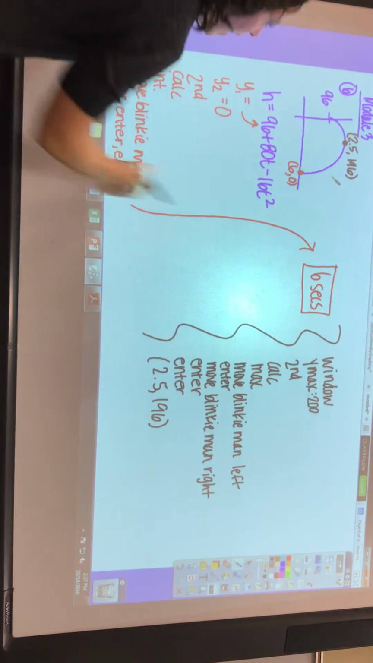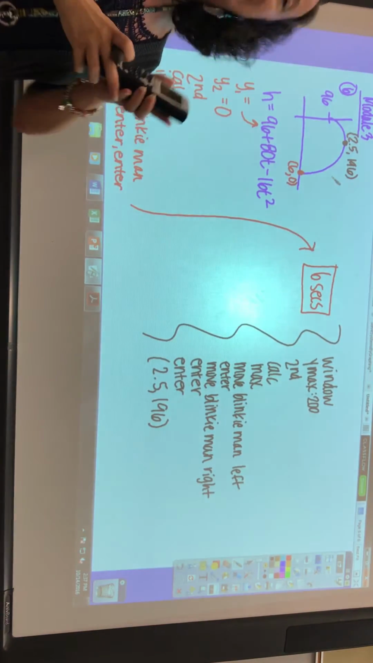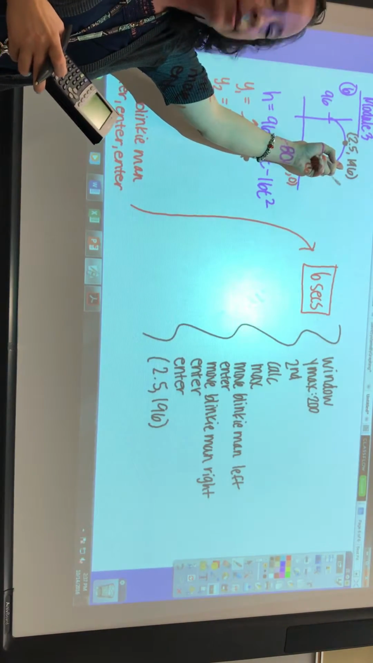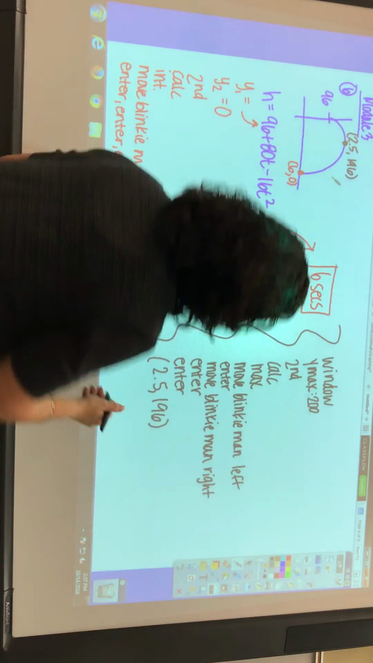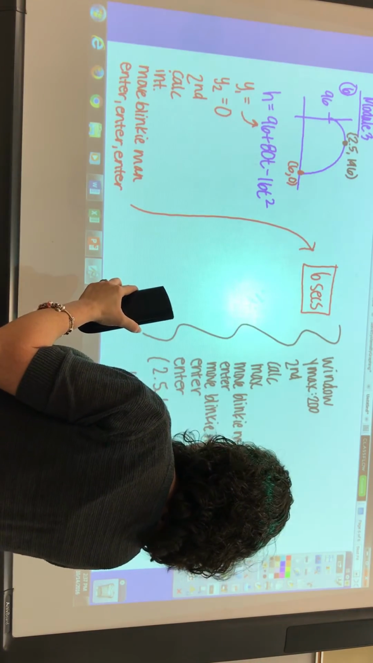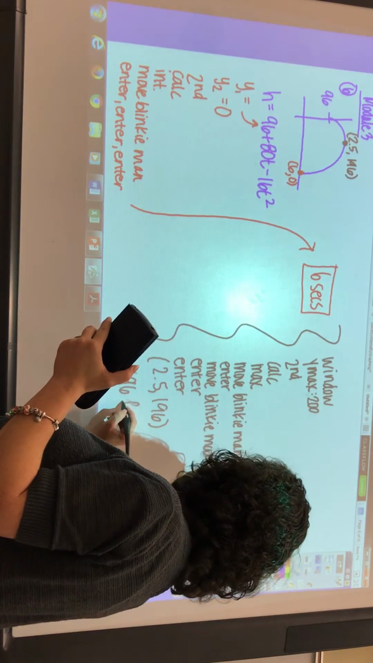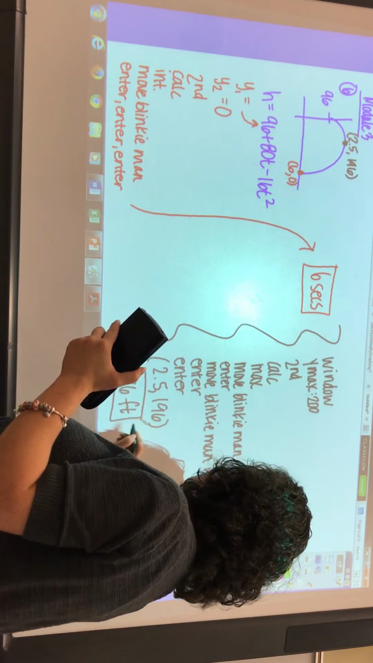And the question said, how high will it go? So which one is it? Is it the X value or the Y value? The Y value. Yes. So how high does it go? 196, and what are the units? Yep, you're right. Feet. There you go.